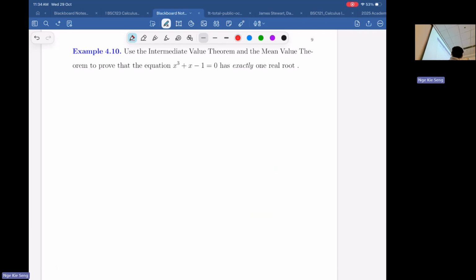Use the intermediate value theorem and mean value theorem to prove that this equation has exactly one real root. So let's think about it. How are you going to use IVT, the intermediate value theorem, and MVT to prove it? Let's think for a moment first to see why these two are involved. I give you 1 minute to think about what this question wants. Then we'll see how we're going to use the theorems that we know.